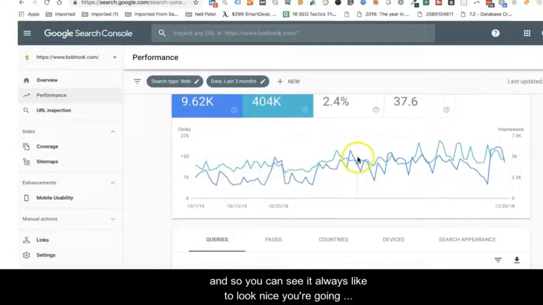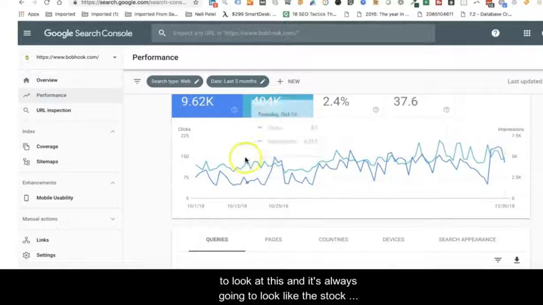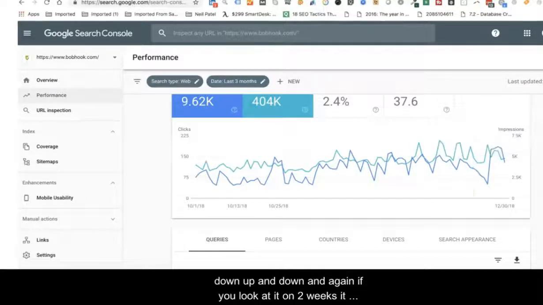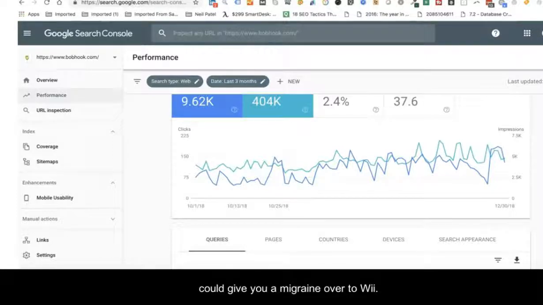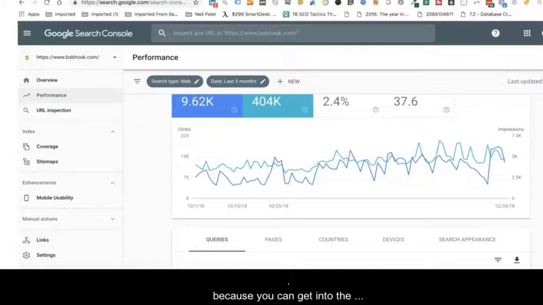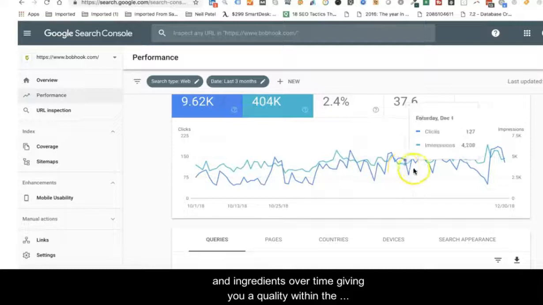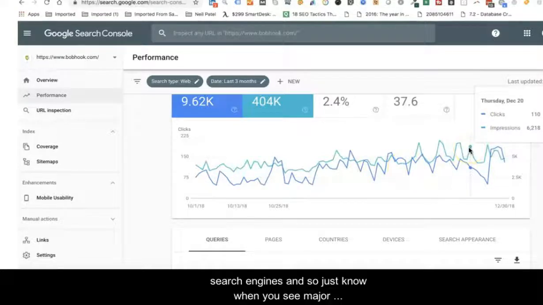And so you can see, it always likes to look nice. You're going to look at this and it's always going to look like the stock market. Consider that normal. It is going to look like up and down, up and down. And again, if you look at it over 2 weeks, it could give you a migraine, because you can get into the weeds. You never want to do that. It's always about patience and ingredients over time giving you equity within the search engines.